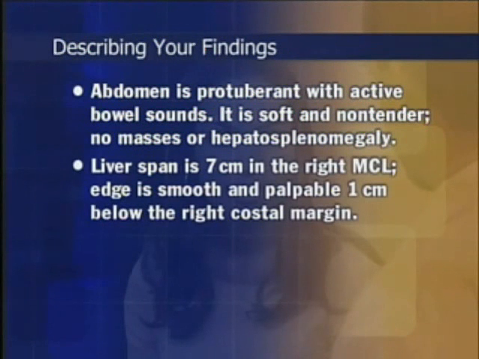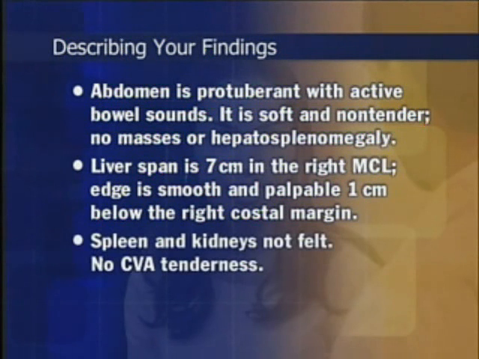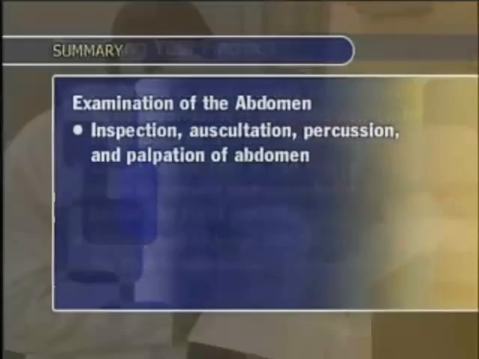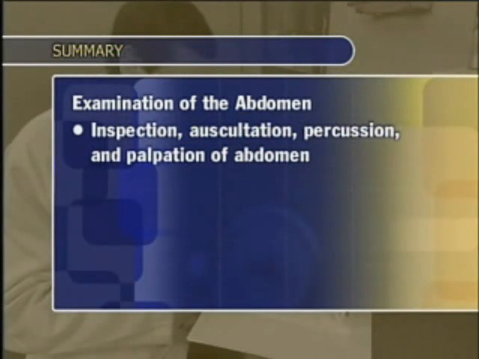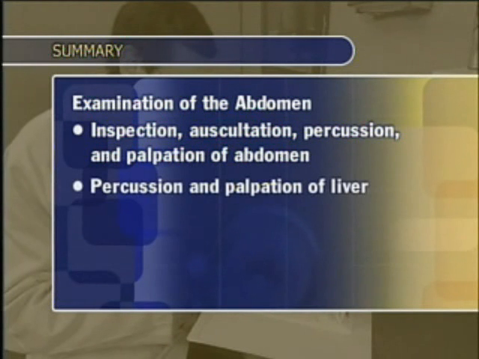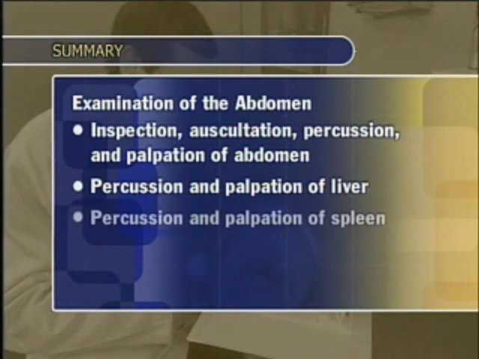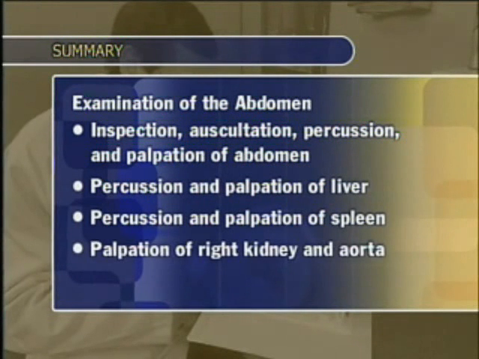Liver span is 7 centimeters on the right mid-clavicular line. Edge is smooth and palpable 1 centimeter below the right costal margin. Spleen and kidneys not felt. No costovertebral angle tenderness. In summary, examination of the abdomen involves inspection, auscultation, percussion, and palpation of the abdomen. Percussion and palpation of the liver. Percussion and palpation of the spleen, and palpation of the right kidney and aorta.